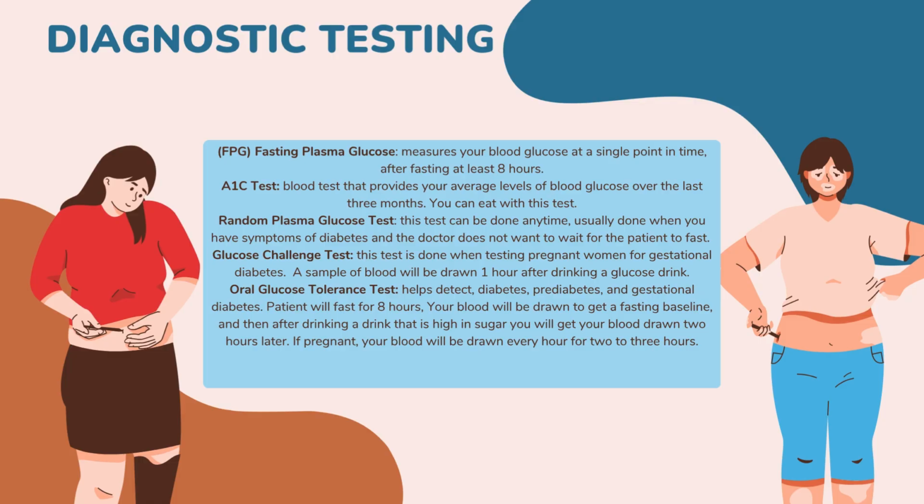You also have a glucose challenge test and the oral glucose tolerance test. Both of these tests can check for gestational diabetes. However, the glucose challenge test is specifically done on pregnant women. The oral glucose test can help detect diabetes, prediabetes, and gestational diabetes. That's the test where you drink the really sugary drink, and then you get your blood drawn 2 hours later, unless you're pregnant, and then you get your blood drawn every hour for 2 to 3 hours.